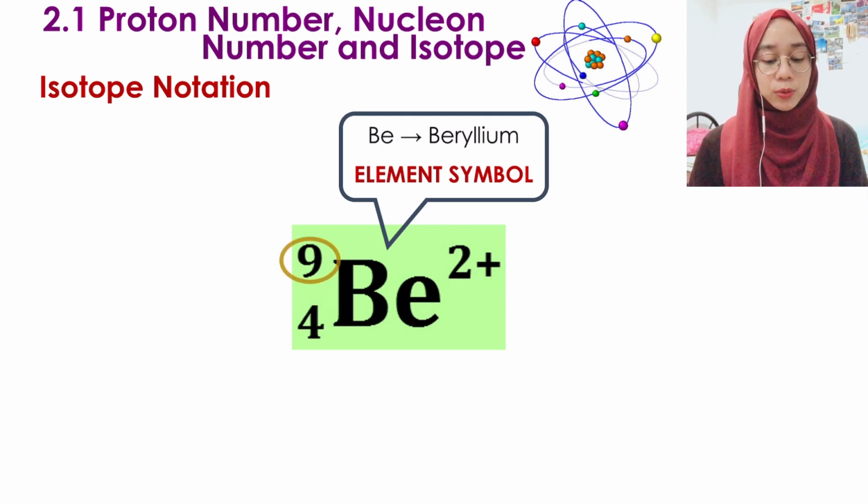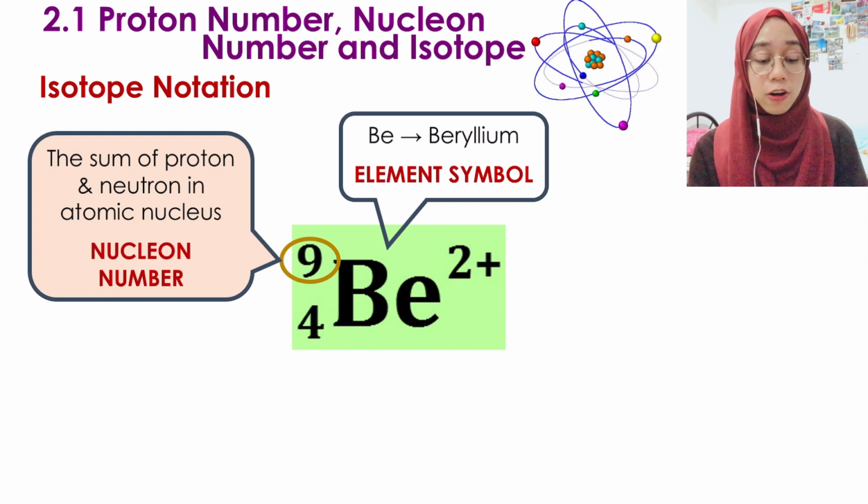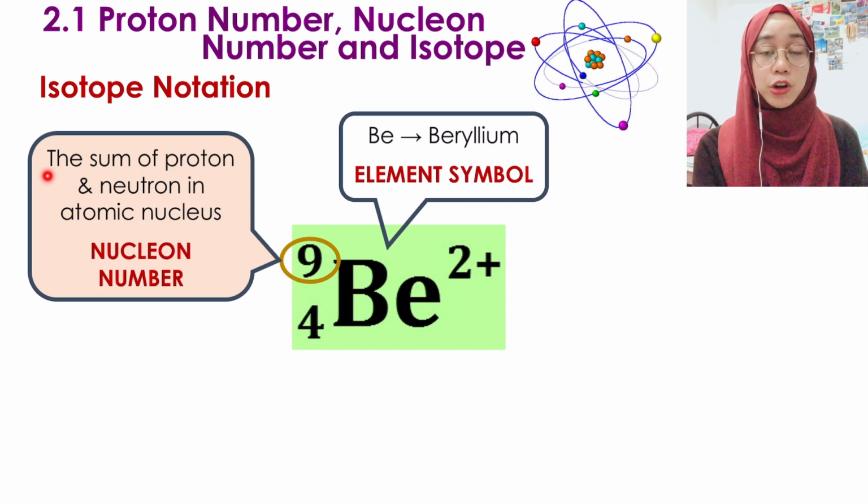Okay, and then the next one, we look at the number 9 at the top left. So what do we have there? That is actually the sum of proton and neutron in the atomic nucleus, and this is what we call the nucleon number. So nucleon number is the sum of proton and neutron in the atomic nucleus. This is the definition of nucleon number.